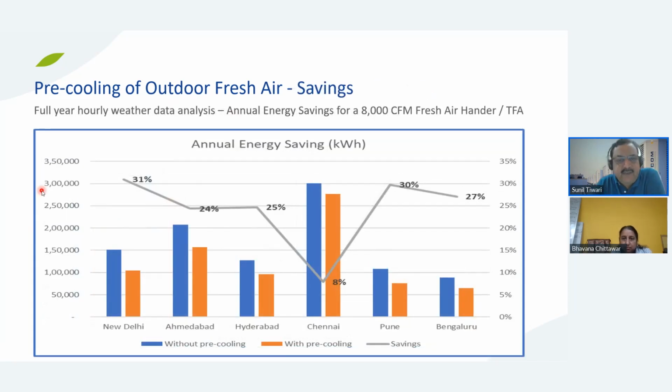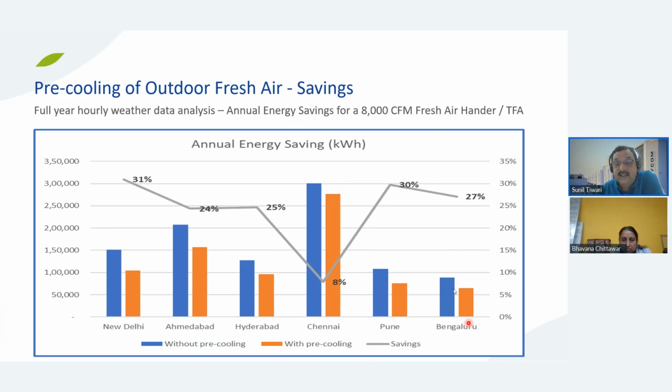Now the same 8,000 CFM AHU, if it is run 24/7 for 8,760 hours, what kind of annual energy saving will it have? Let's pick an example, probably the worst example, Chennai. For this 8,000 CFM, you have to treat the air and bring it to 14, 15 regularly, hour after hour. Your annual consumption will be around 300,000 kilowatt hours in a year. With pre-cooling, this can be reduced by 8%, to around 260 to 265 thousand kilowatt hours. So this is the kind of 8% saving.